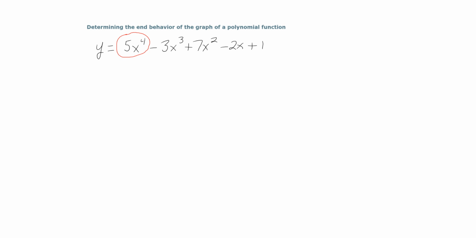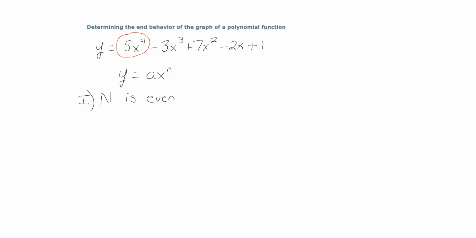Okay? So that highest degree term, we're going to call that y equals ax to the n. Our first scenario, we're going to go with n is even. What they're talking about in end behavior is what the graph is doing as you look all the way right and as you look all the way left. Is it going up or down?